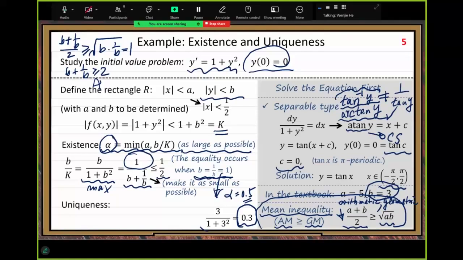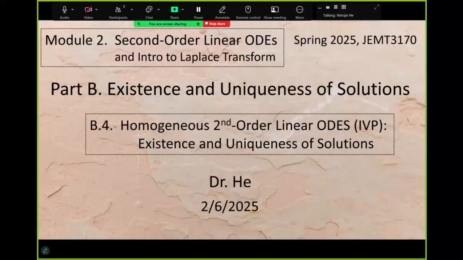Oh yeah, for uniqueness, you also need to check the partial derivative: it must be continuous and bounded. The partial derivative is continuous, no problem, because this function 2y is continuous. It's bounded, so you know 2b is the bound. So you have the uniqueness.